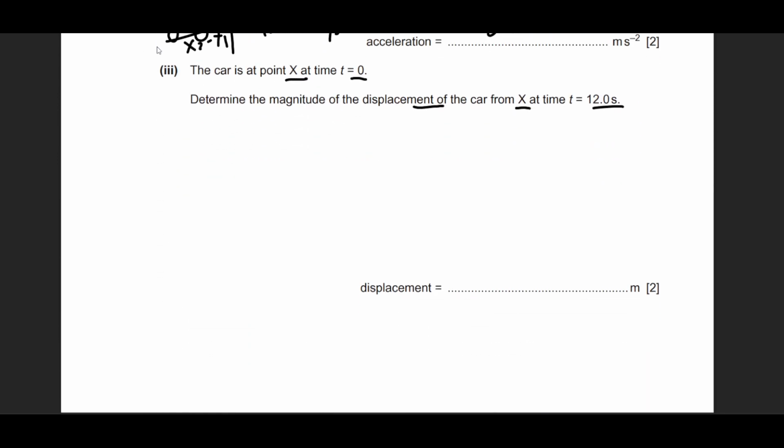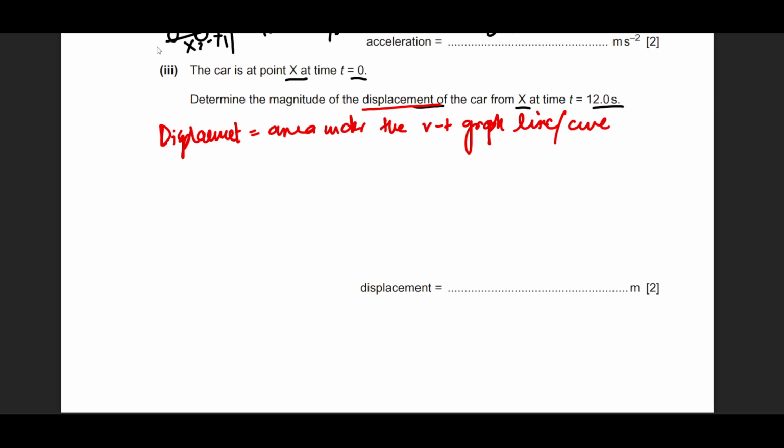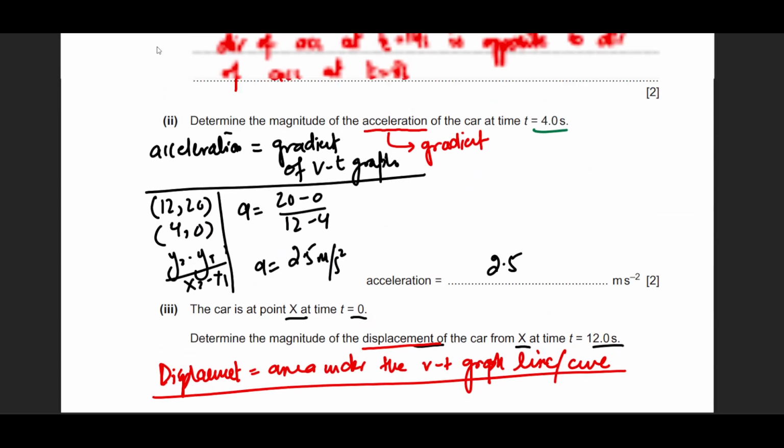He says find the displacement. So displacement, mention to the examiner what you're going to do. So displacement is equal to the area under the velocity time graph's line or curve, whatever is given, right? So the examiner knows what technique you're using. Then it's a simple matter of choosing the triangles and then adding them together.